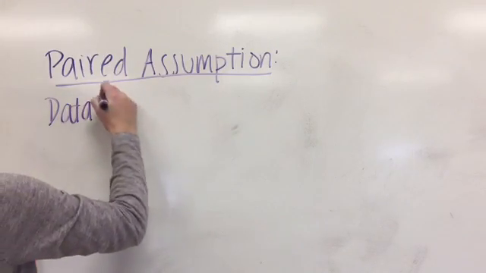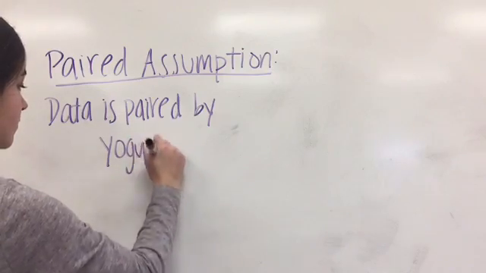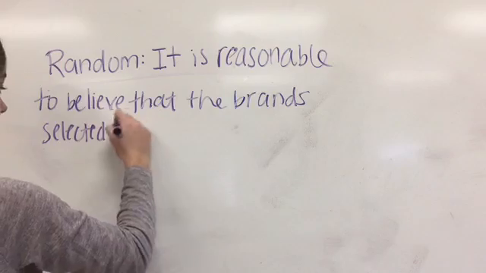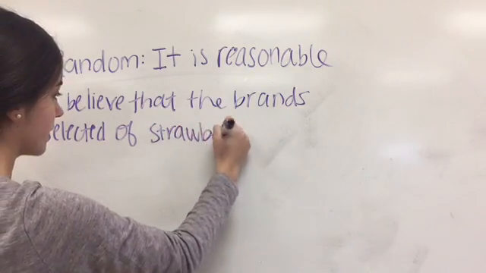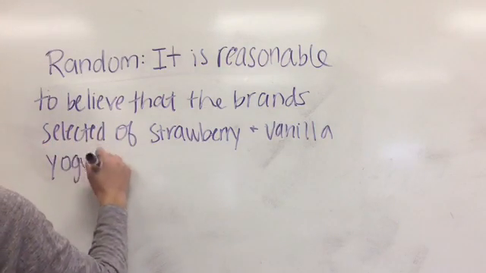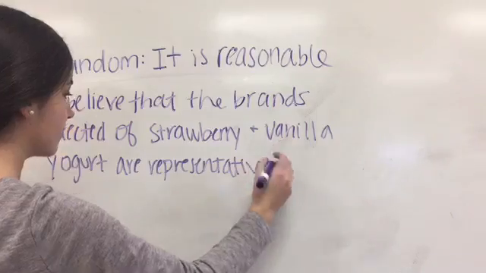The first condition we're going to check is the paired assumption. In this question, the yogurt is paired by brand. The second condition we're going to check is the random condition. It is reasonable to believe that the brands selected in this problem are representative of all strawberry and vanilla yogurt brands.